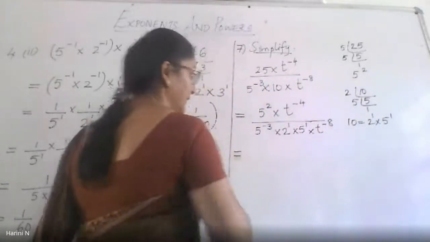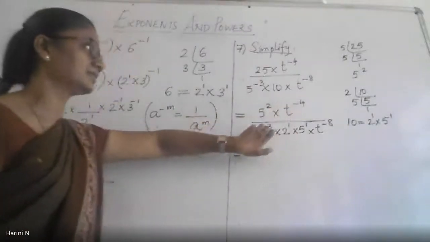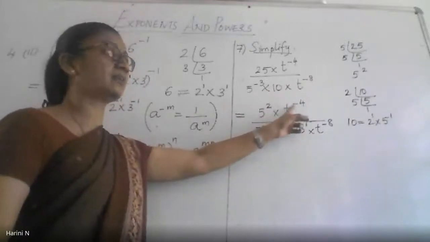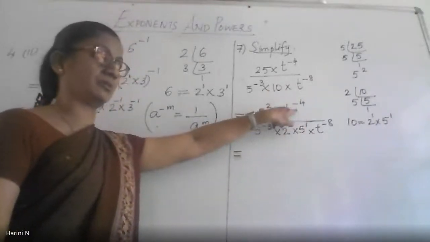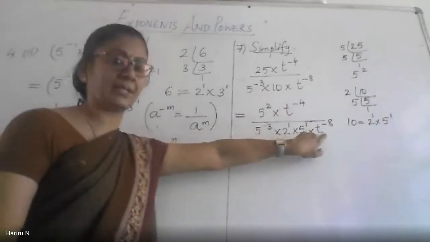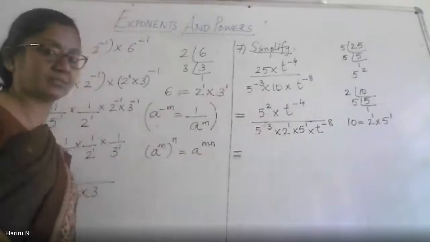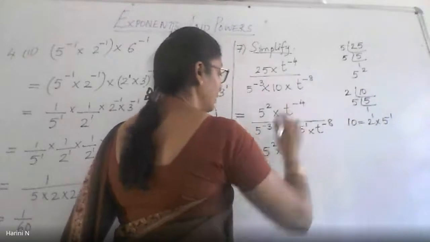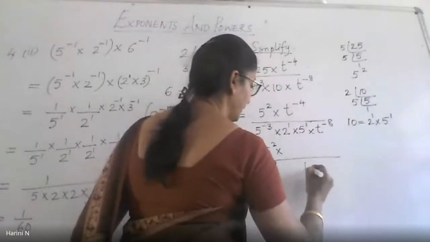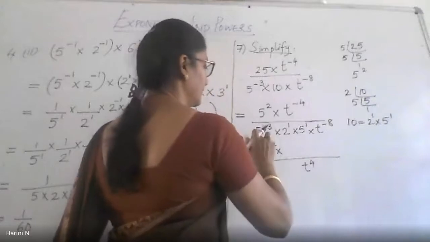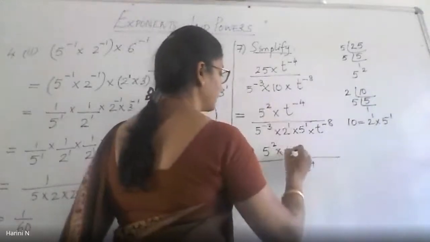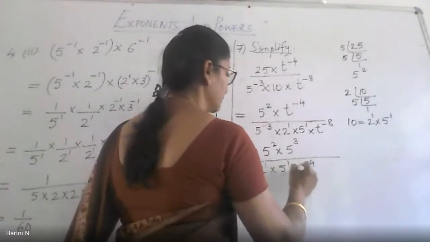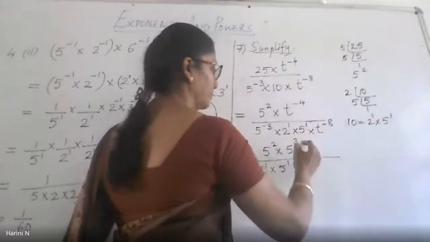So what should be my next step? Wherever I see negative powers, what I should do? I should take their reciprocals. If there is a negative power in the numerator, it will come to the denominator as a positive power. If there is a negative power in the denominator, it will go to the numerator as a positive power. So let me do that rearrangement. I have 5 square into this t to the power negative 4 will come to the denominator as t to the power 4. This 5 to the power negative 3 will go to the numerator as 5 to the power 3. 2 to the power 1, 5 to the power 1. This has come down, this has to go up.